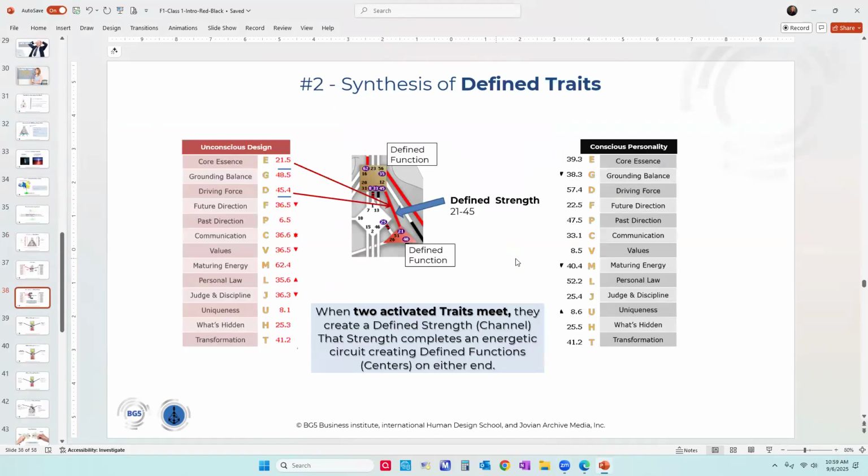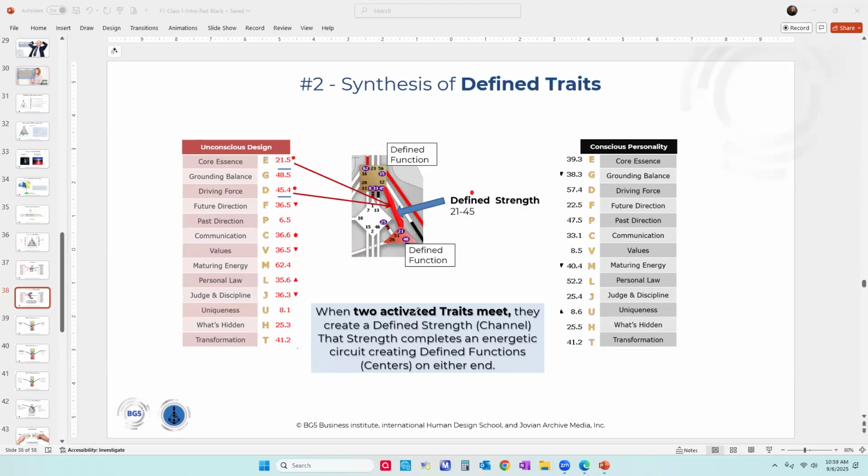So our second look here is around the defined traits. What we're looking at here is just a little piece of a design, and we see that we have a strength defined right here between the 21-45. So there's a defined strength. Well, how is a strength defined? It's defined, of course, by two individual traits, in this instance, the 21 and the 45. So we would say this person has this strength defined unconsciously.